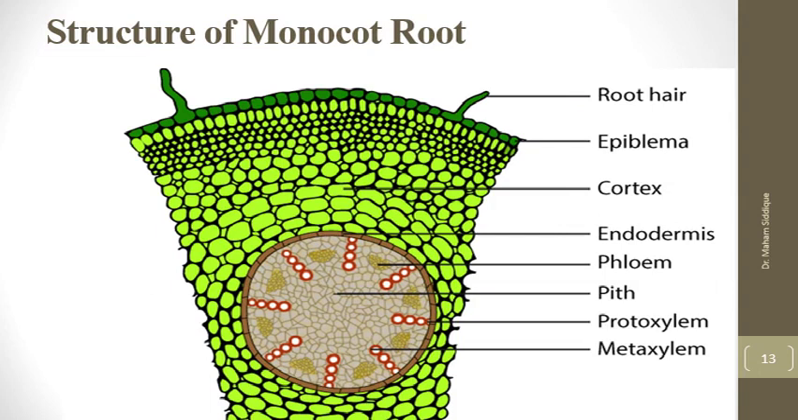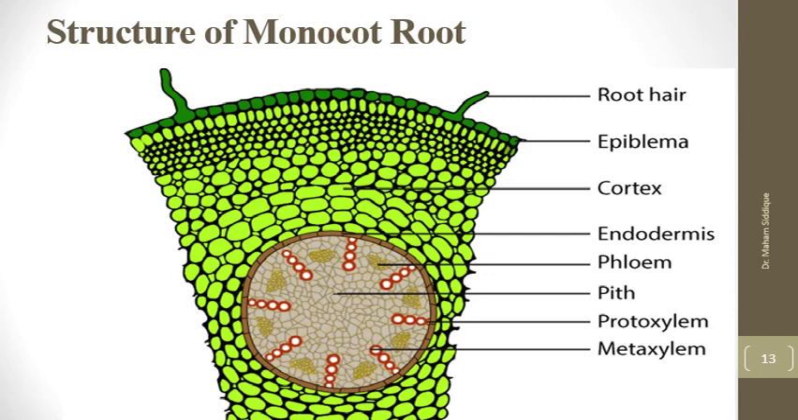Structure of monocot roots. The outermost layer of the young roots, which has thin-walled cells, is called epiblema or epidermis. Some of the cells of the epiblema give rise to the root hairs. Both epiblema and the root hairs are devoid of cuticle. In older parts, epiblema is shed.